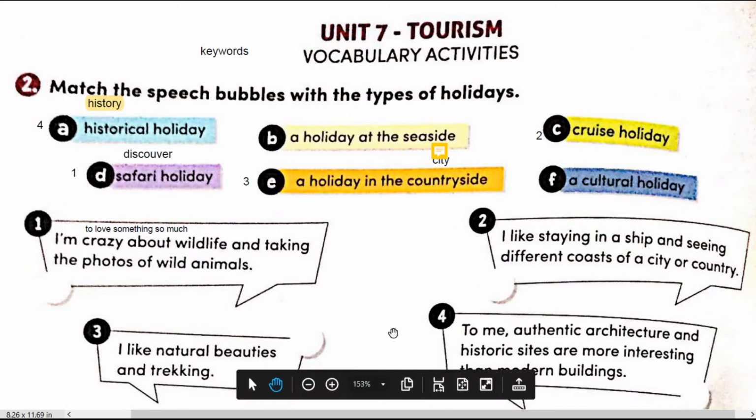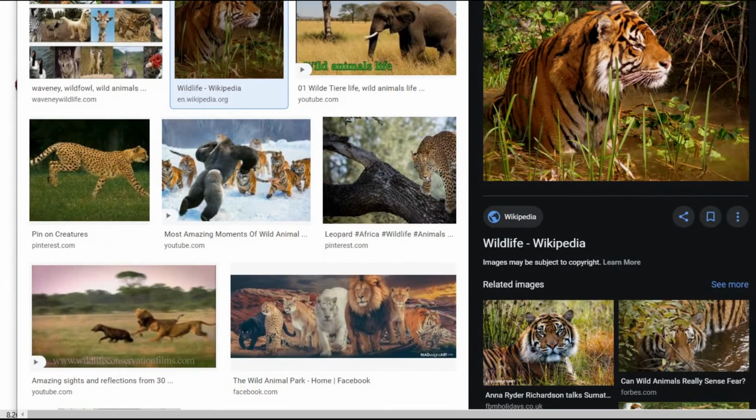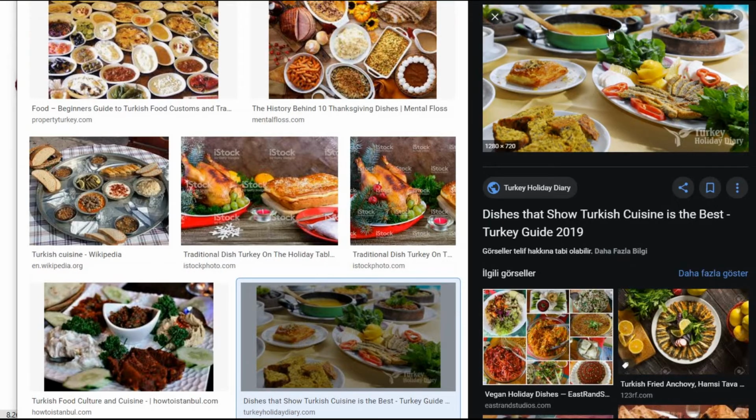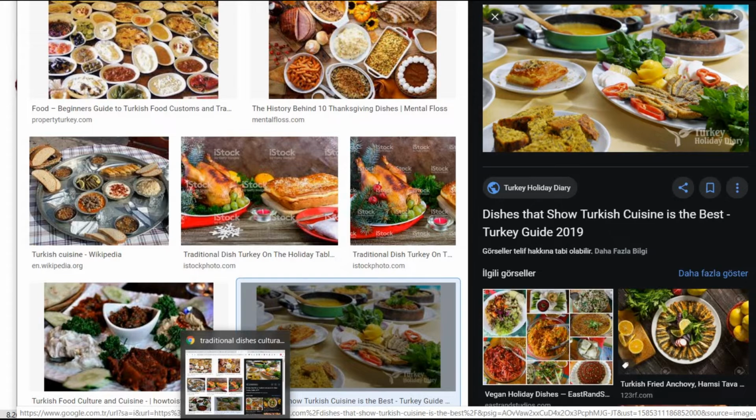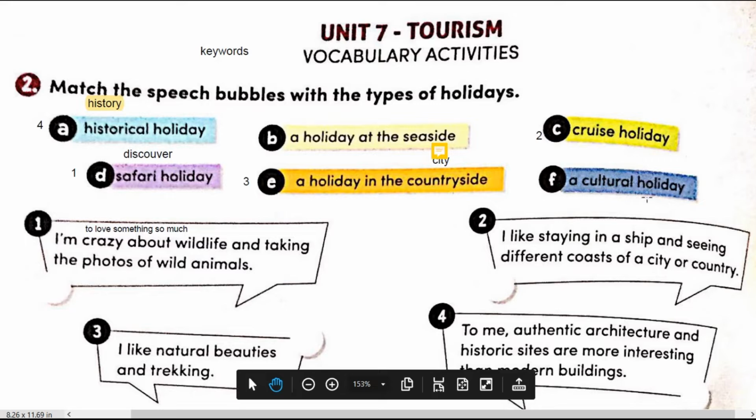We go back to cultural holiday. Cultural holiday is about culture, to discover culture. For example, these are traditional dishes of Turkish culture. Of course, here there are so many types of food which I don't really know, but some are very interesting. So we go back to our file. I guess now it's easy for us to do the activity.